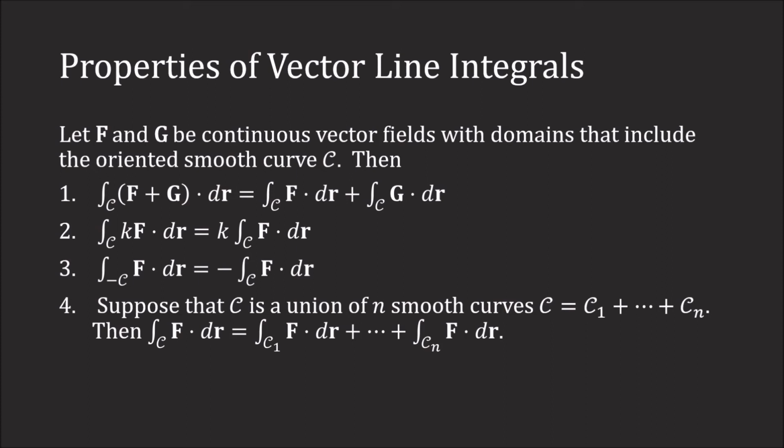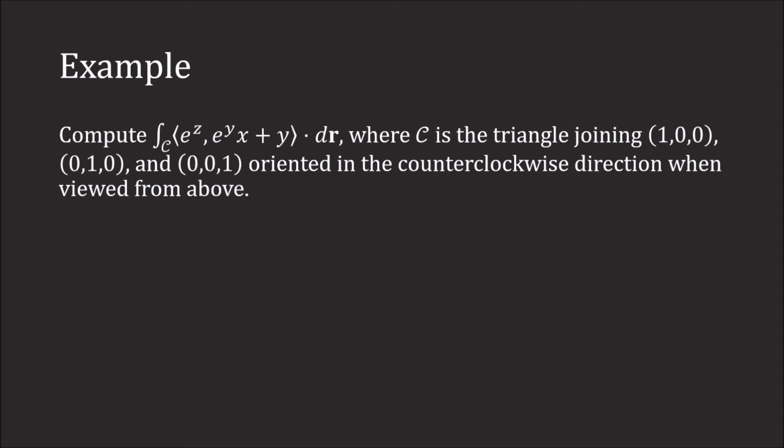As an example, let's go ahead and look at this. We want to compute the line integral along c of the vector field e to the z, e to the y x, comma, e to the y, comma, x plus y, dot dr, where c is the triangle joining the points (1,0,0), (0,1,0), and (0,0,1), oriented in the counterclockwise direction when viewed from above.